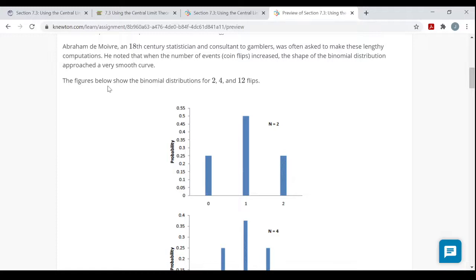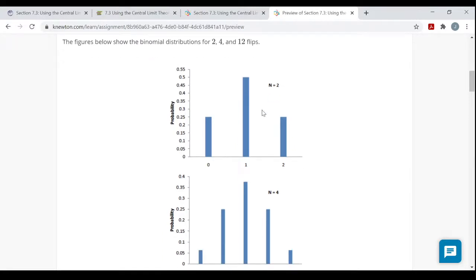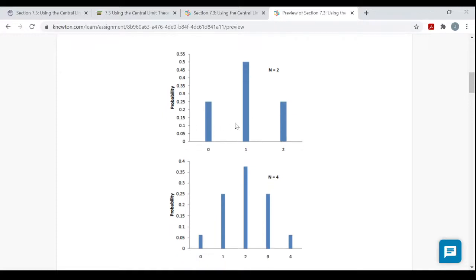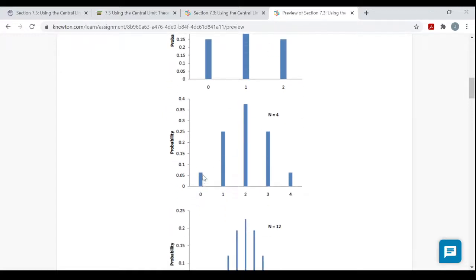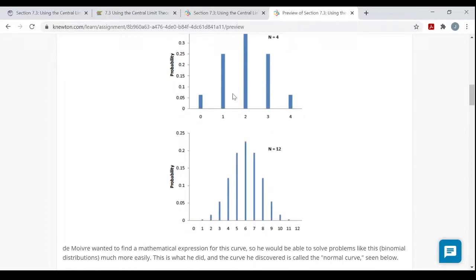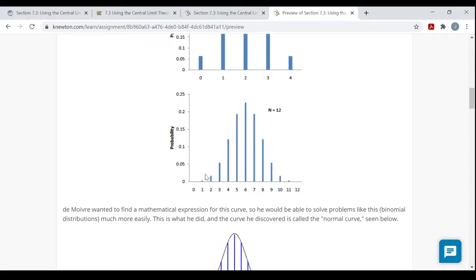So here the figures below show the binomial distributions for 2, 4, and 12 flips. When flipping twice, the probability of getting 0 heads is a quarter, 1 head is a half, and both heads is a quarter. And then if you flipped it 4 times, 0 heads, 1 head, 2 heads, 3 heads, 4 heads, and you see the very nice symmetrical shape.